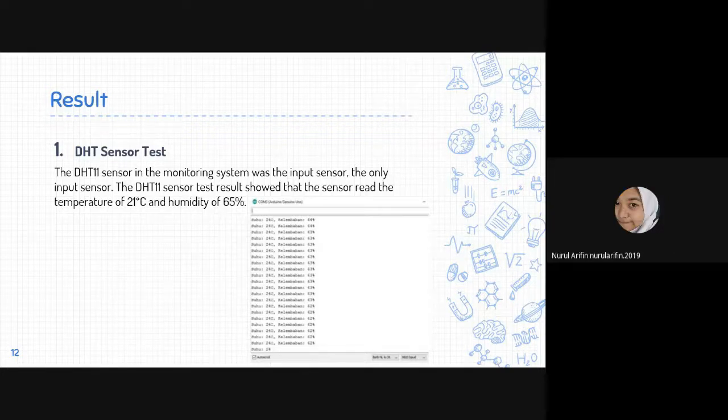Result number 1, sensor test. The DHT11 sensor is the input sensor of the system. Testing only the DHT11 sensor, the result is that the sensor reads the temperature in degrees Celsius and the humidity at 5%.